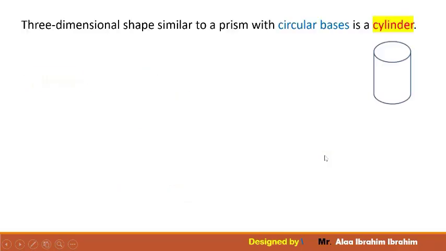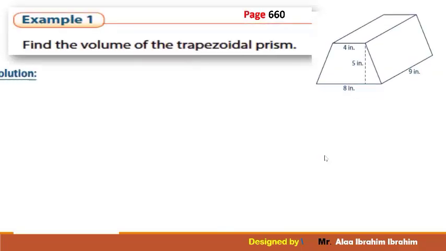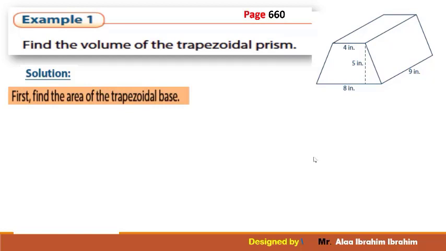So now we're going again to the page of my example. First, I have to find the area of the trapezoidal base. How to find the area? Again, this is B1, this is B2, and this is your height.